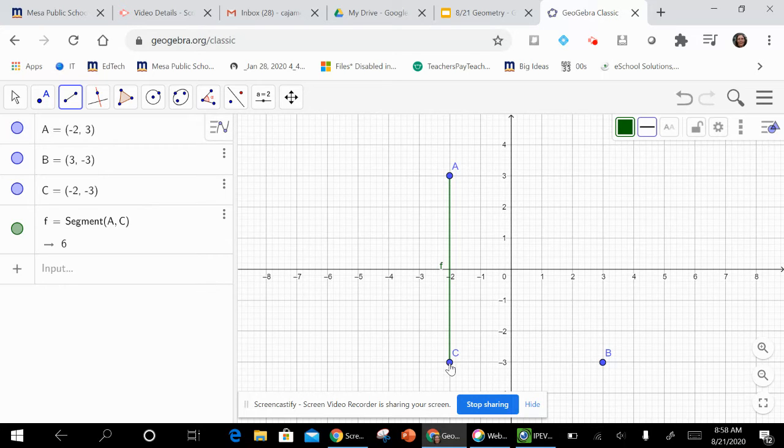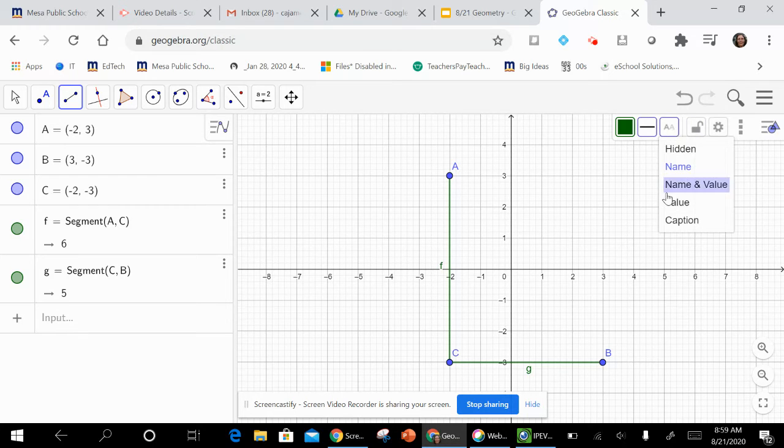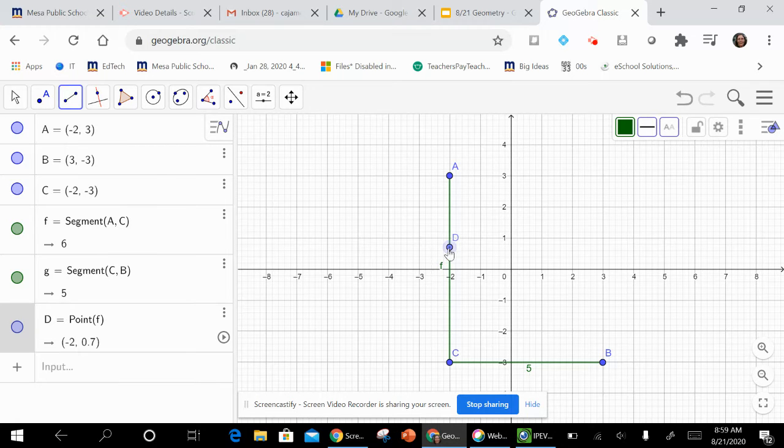So A to C, and then I click on C to go to B. Okay, notice everybody, it's giving us the coordinates right here, so it tells us that A to C is 6 and C to B is 5. So it's giving you those lengths, everybody, that you can have. And I can also go over here so it shows the value. Like I can click on this, it'll give us the value.